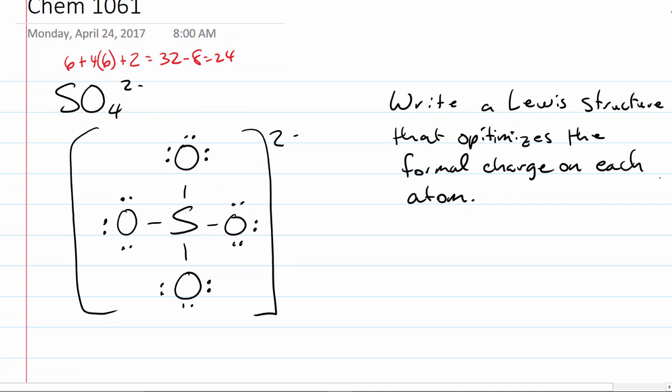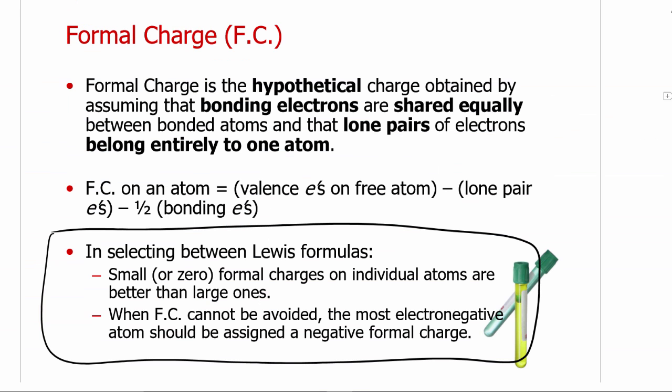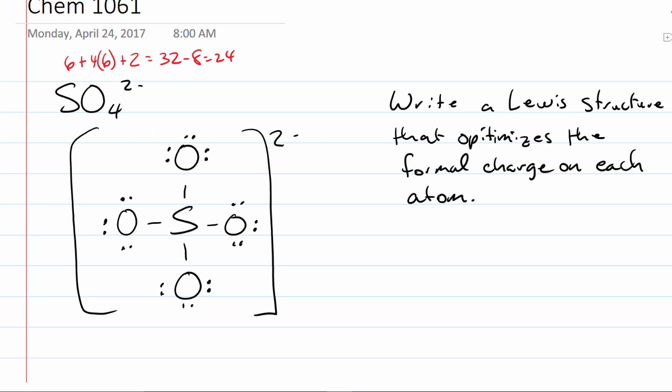calculate what the formal charge is as it exists on this polyatomic ion right now. So have your formulas handy, the formula for calculating formal charge. What we're going to do is take the valence electrons on the free atom. So let's look at the sulfur atom here in the center, and we're going to calculate the formal charge on the sulfur.